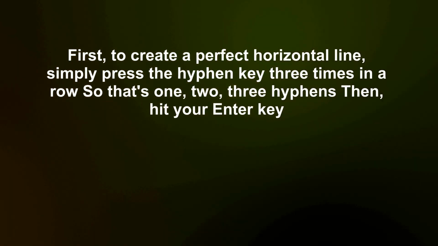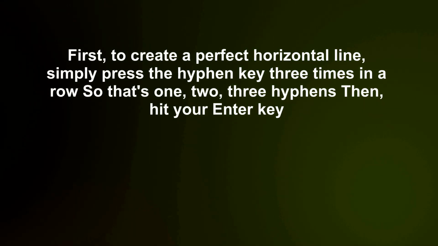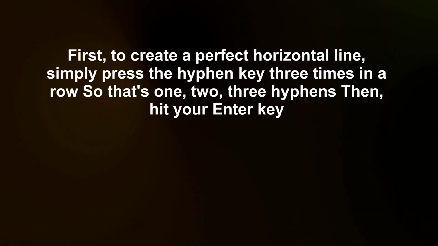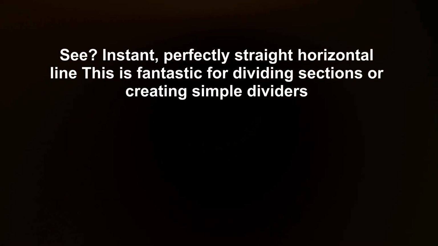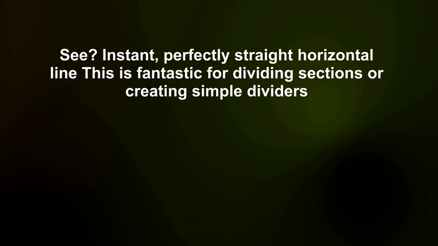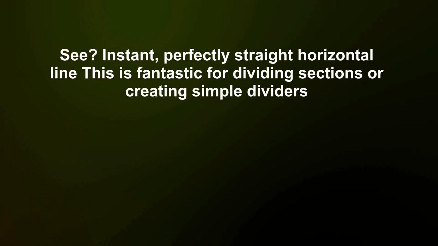First, to create a perfect horizontal line, simply press the hyphen key 3 times in a row, so that's 1, 2, 3 hyphens, then hit your enter key. See, instant, perfectly straight horizontal line. This is fantastic for dividing sections or creating simple dividers.